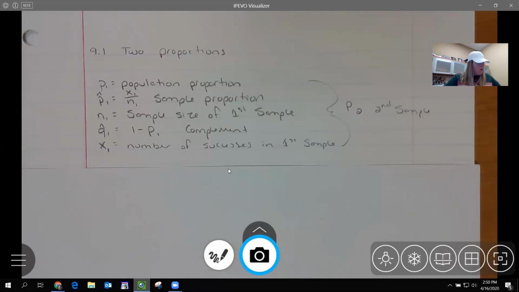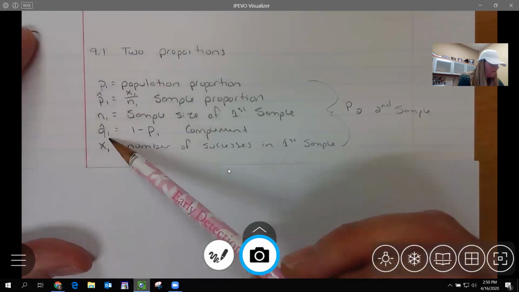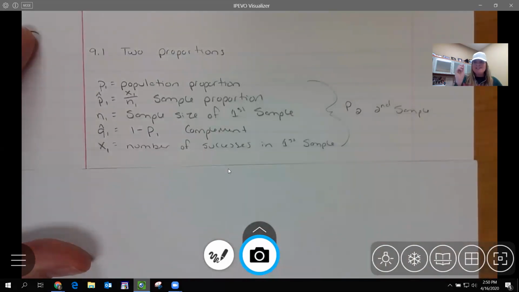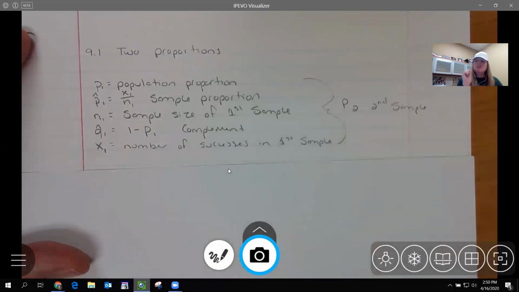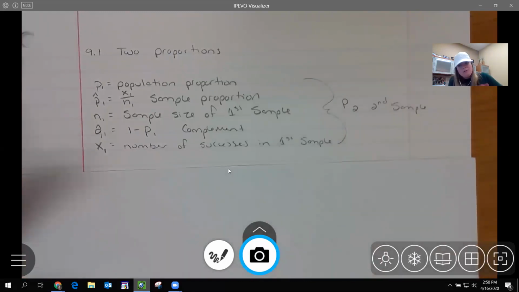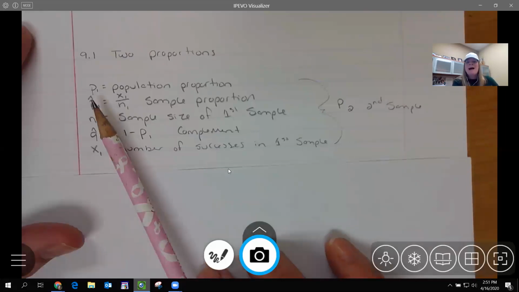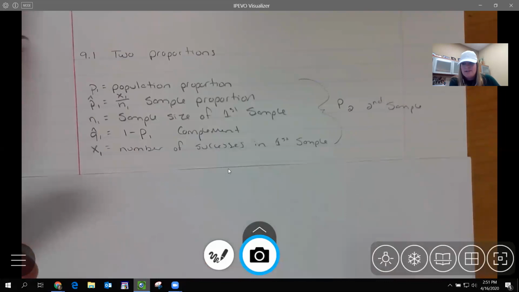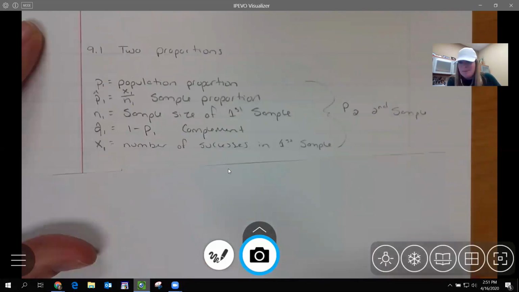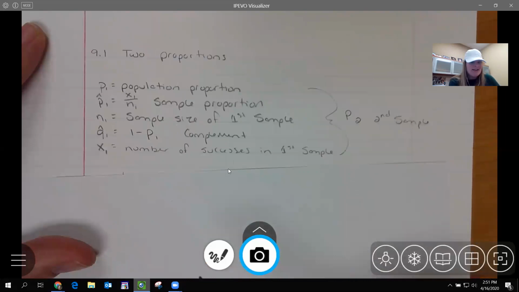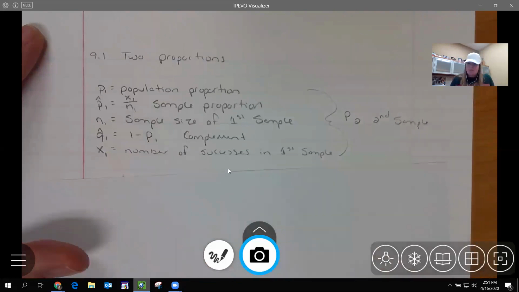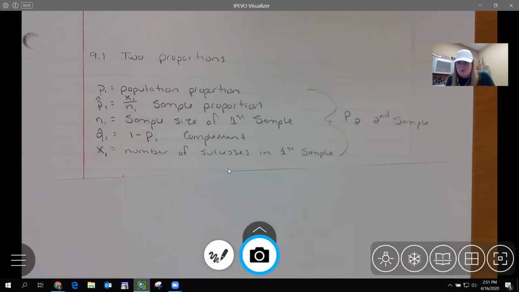Okay, so all the ones that have a 1 on them are going to refer to your first sample. The 2s will refer to your second sample. So you'll be given 2 samples of data and you're going to compare them using confidence intervals and also hypothesis testing. All right, so let's go through these real quick. Remember, the regular p, or p1 and p2, refer to the population proportion, population, not sample. If I put the hat on it, now it refers to the sample proportion. That's typically the data you have, okay?